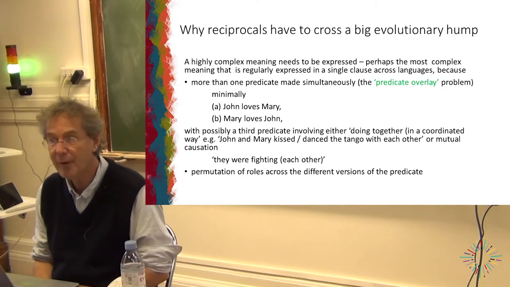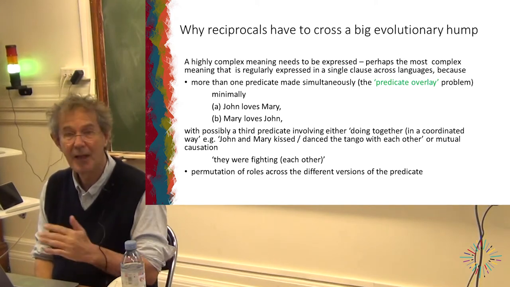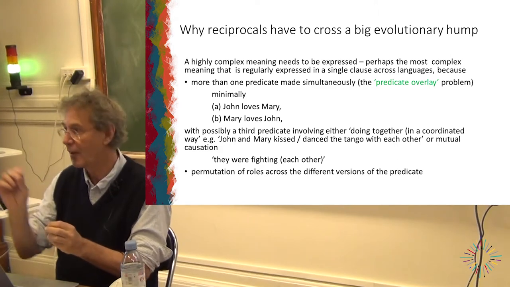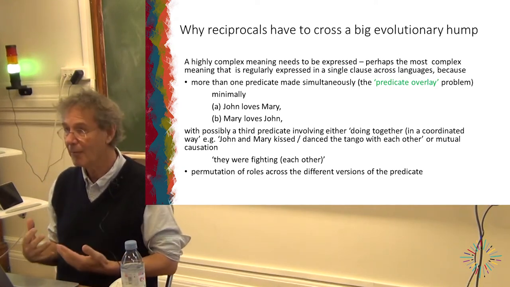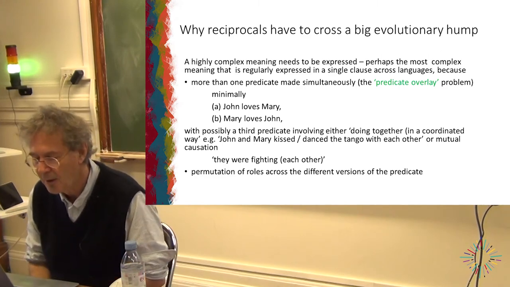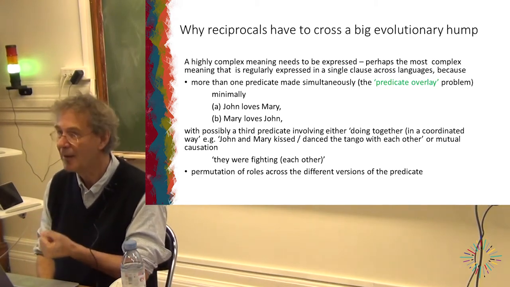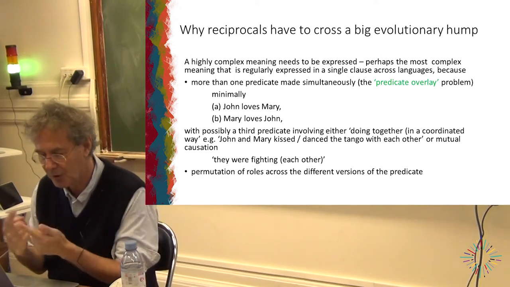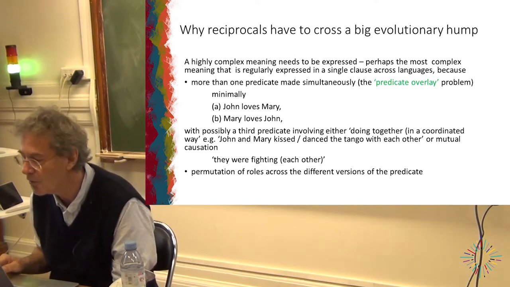But probably what's a bigger problem is the complexity of the meaning that you need to express. So if you say, John and Mary love each other, you've got minimally John loves Mary and Mary loves John. So these are predicates going in opposite directions in terms of which argument is associated with subject and which with object. But probably you've got a third predicate involving doing things together in a coordinated way, which you might say is that they are in a loving relationship. And sometimes there's mutual causation. So if they're fighting each other, or taking revenge upon each other, each act of revenge has a feedback effect on the next one. So there are these causal links between successive implementations. So this all makes reciprocals a bit complex to express typically in a single clause.